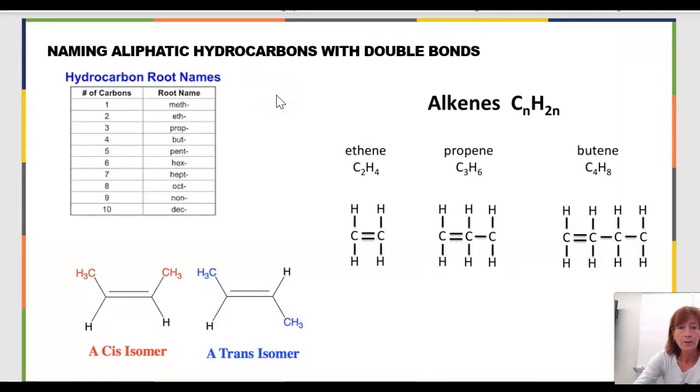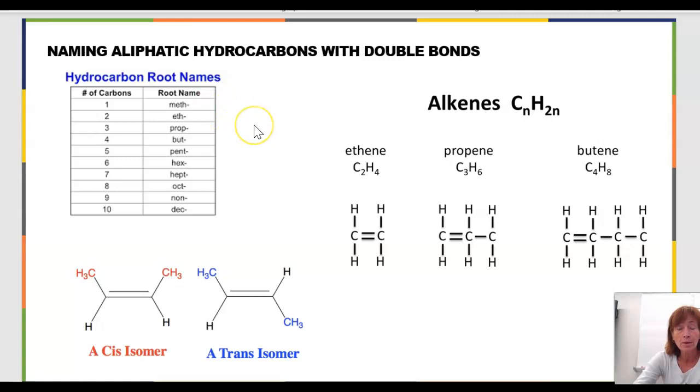Now, keeping that same set of naming rules here, the number of carbons, that prefix, doesn't change: that root name, meth, eth, prop, etc. But let's say there's a double bond. In the case of the first one, there won't be any double bonds. You can't have methane with a double bond because it only has a single carbon.